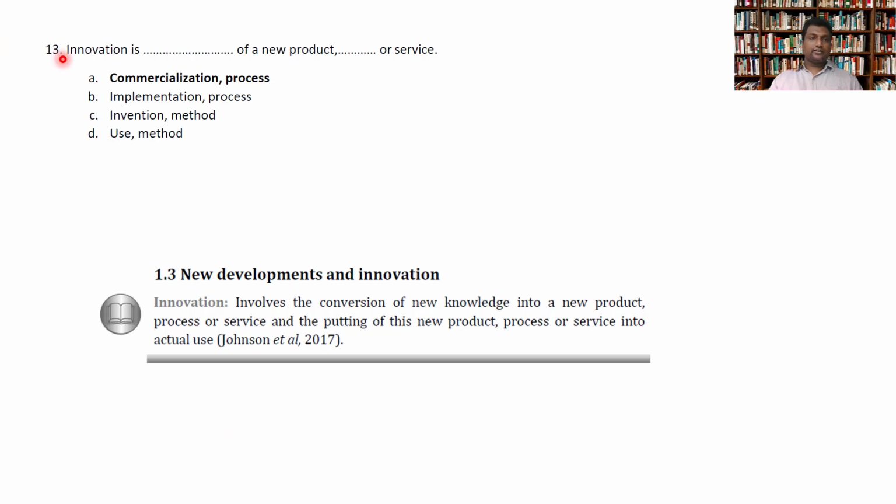So if you look at the question, it says innovation is commercialization of a new product, process or service. New product, process or service into actual use means commercialization. So let's move on to question number 14.